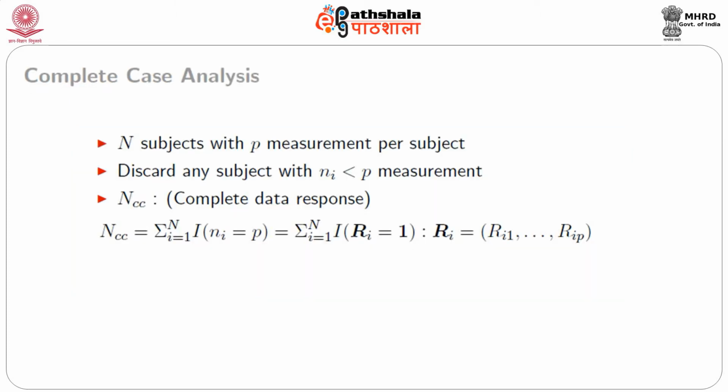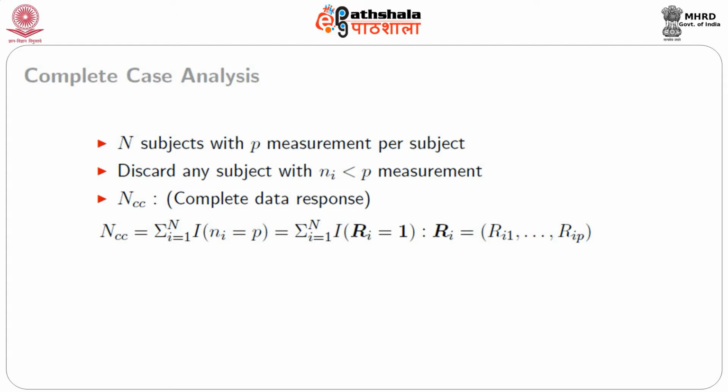Complete case analysis for missing data. Suppose there are n subjects with an expected p measurements per subject, but there might be some subjects which contain fewer than p measurements. Here we would discard any subject with ni less than p, where ni is the number of observations for the ith subject. Then we have a set of complete cases denoted by NCC.